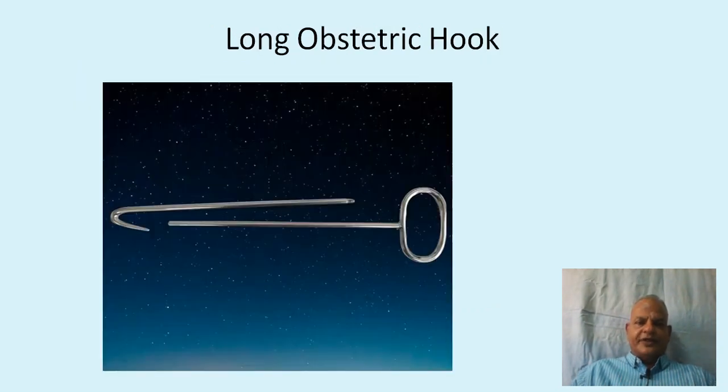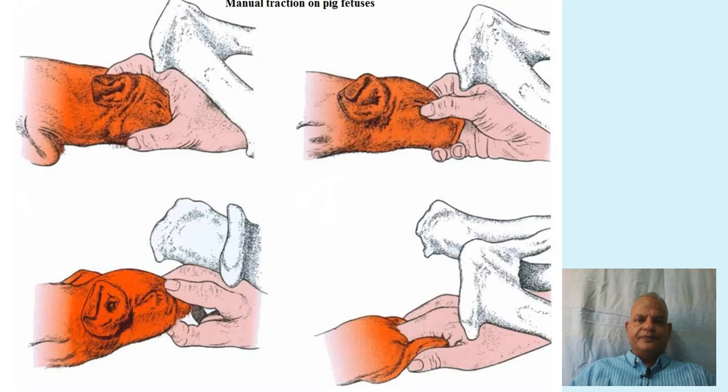This is a long obstetric hook. This is really helpful to correct the lateral head deviation if the fetus is dead. And the blunt eye hook can be placed in the eye. It can be introduced in the mouth, and then the fetus can be pulled, but it should not be used with live fetuses.